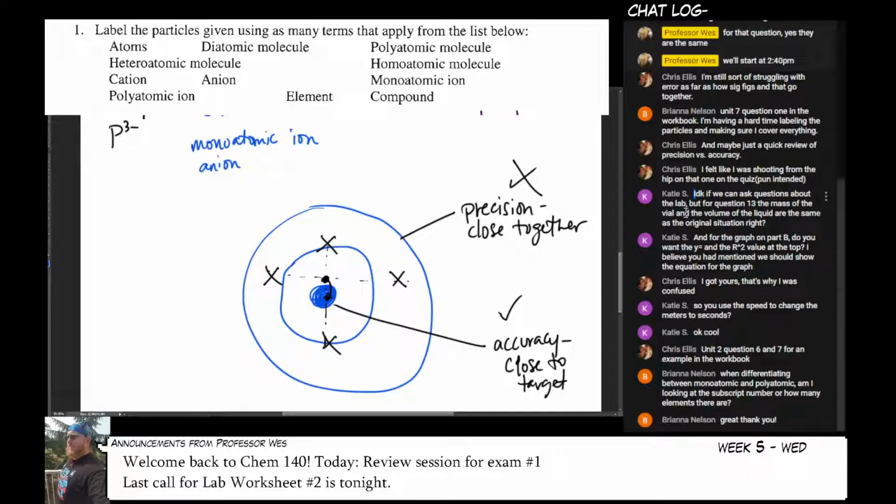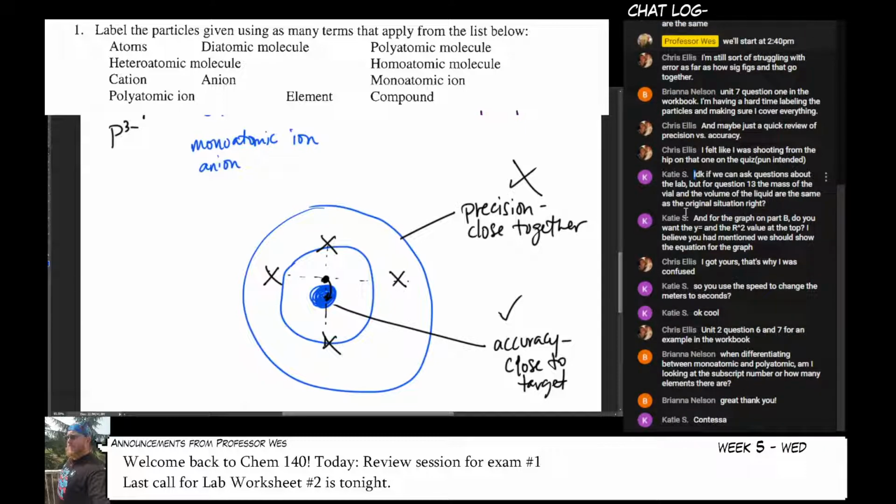But the intent is that the experiment for Contessa is the exact same. So she uses the same vial she used before, and she uses the same pipette. So she has the same mass and volume of liquid, but the material, not the same mass. She'll have the same volume and the same mass of the vial. The mass of the substance, I believe you have to calculate based on the tools that are used.